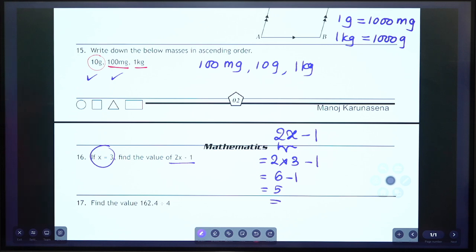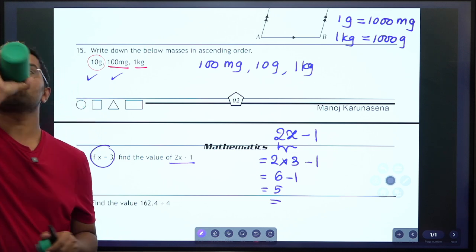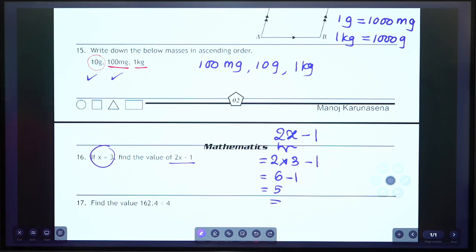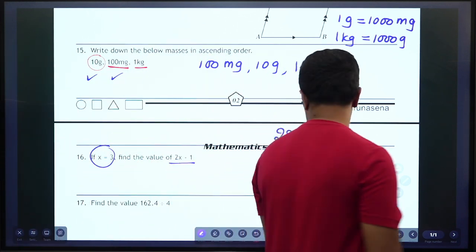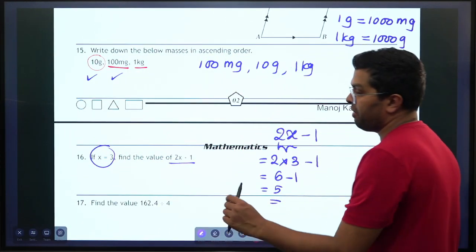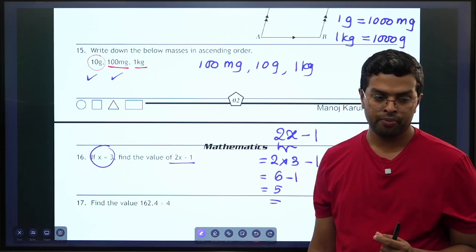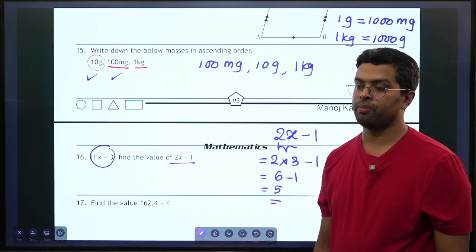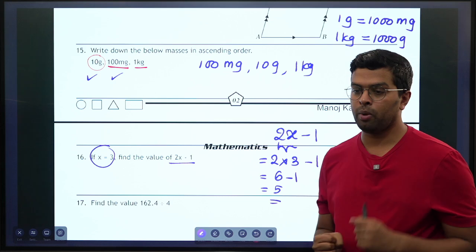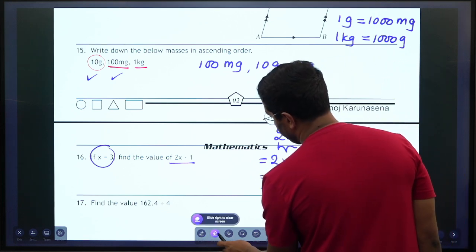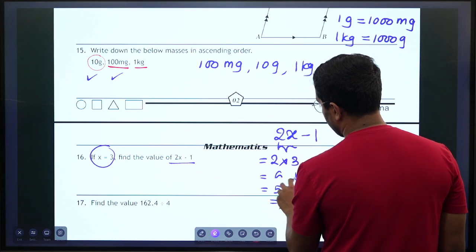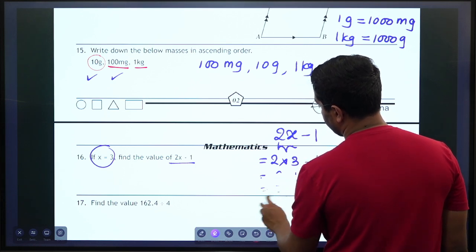Okay. Question number 17. Find the value of 162.4 divided by 4. Let's divide it by 4. So how are we going to divide it?